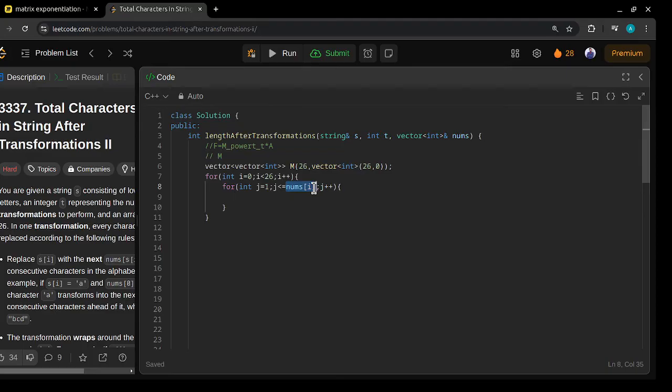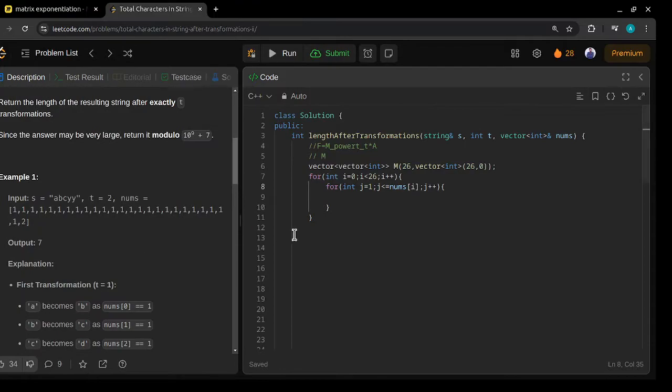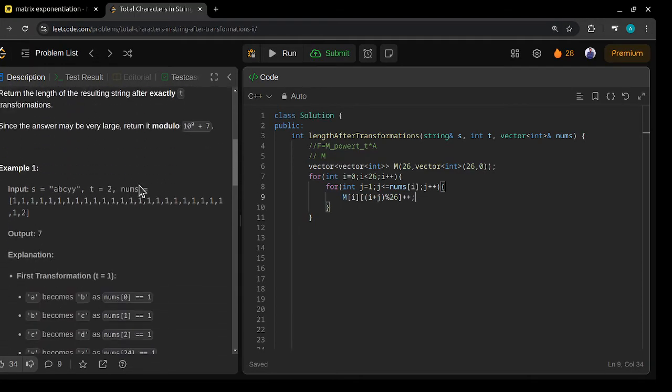So if nums of i is, let's suppose, 1, it is going to fill the next character. So I will mark it at index i and its next, meaning index (i plus j), and to avoid overflow I have to take the modulo 26, and this will be plus plus. So that forms the matrix M. I have written the code, and you can easily understand it.